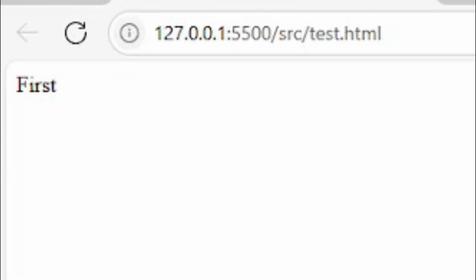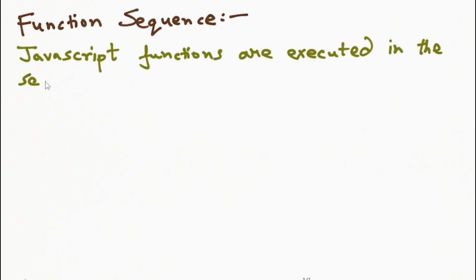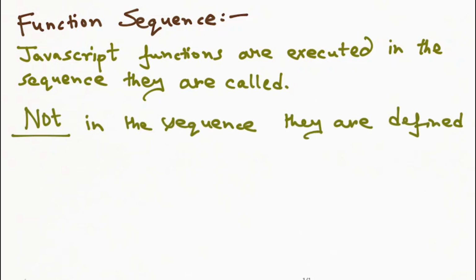See? So function sequence: JavaScript functions are executed in the sequence they are called, not in the sequence they are defined. So it doesn't matter that we have defined the first function first followed by the second function. It totally depends on the sequence in which we call the functions.